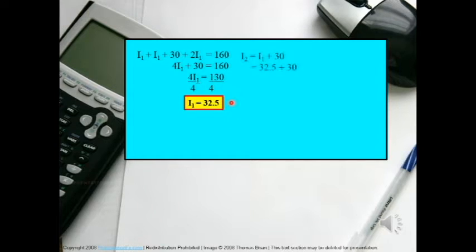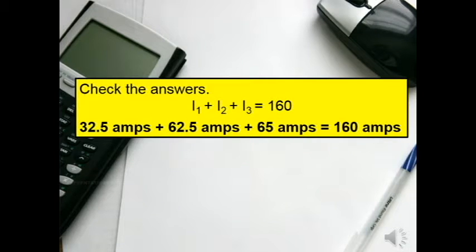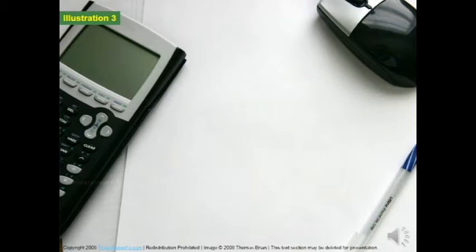The next thing to do is to substitute the value of I sub 1 to get the values of I sub 2 and I sub 3. Then, I sub 2 equals I sub 1 plus 30, which is 32.5 plus 30. So, I sub 2 is equal to 62.5. I sub 3 is equal to twice the I sub 1, which is 2 times 32.5. So, I sub 3 is 65. Thus, I sub 1 equals 32.5 amps, I sub 2 equals 62.5 amps, and I sub 3 is 65 amps. Check the answers. Let's have another problem.